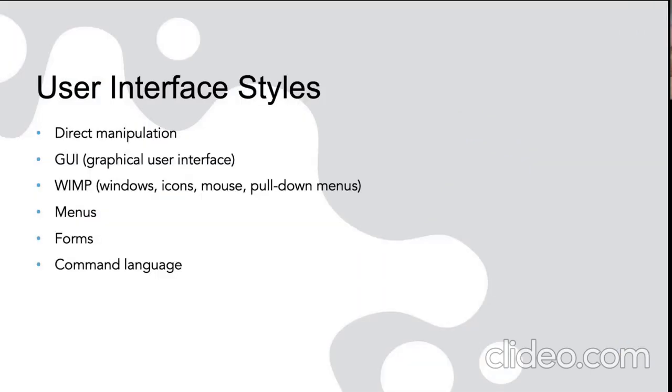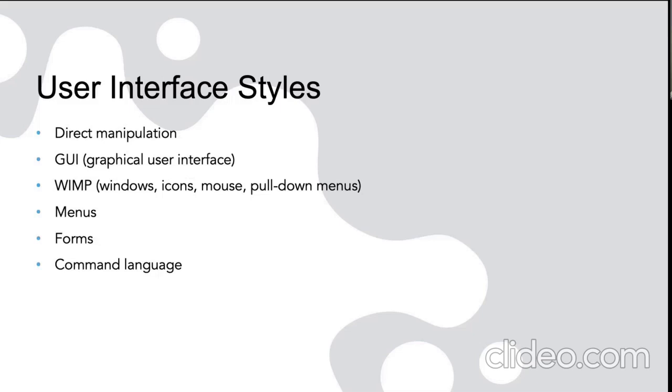Next, user interface styles. Direct manipulation allows users to interact with objects on the screen by manipulating them, like the same drag, drop, pointing, clicking, something like that. So that is direct manipulation. Touch screens on smartphones or laptops, tablets. This can be an example of direct manipulation.